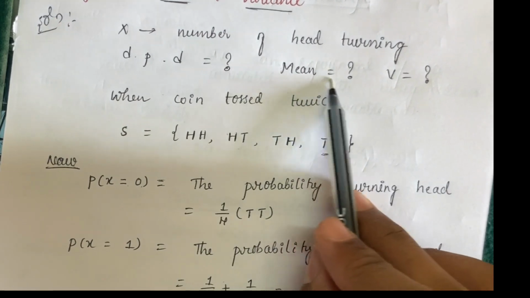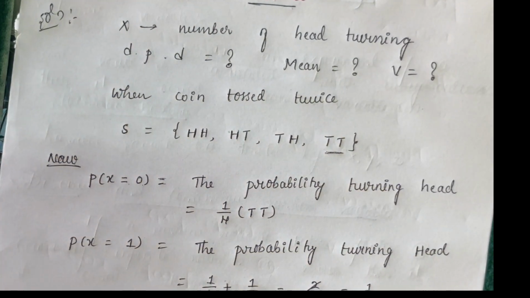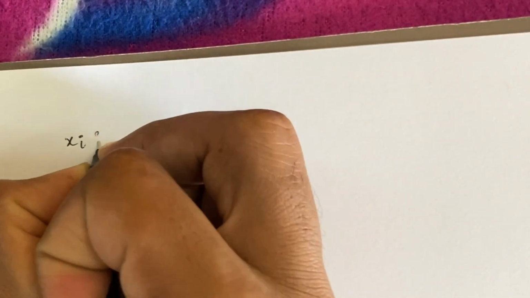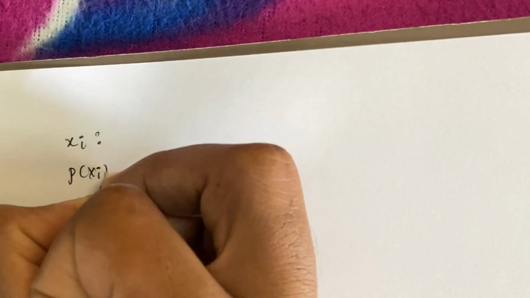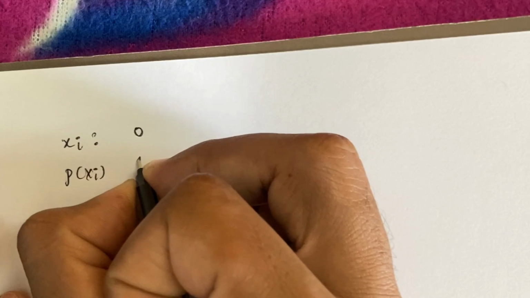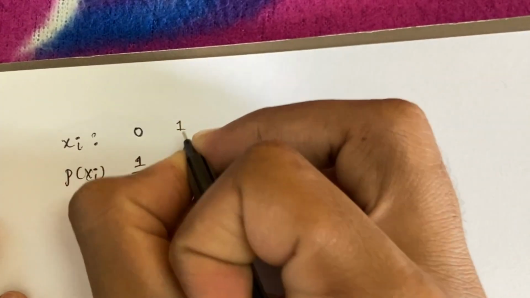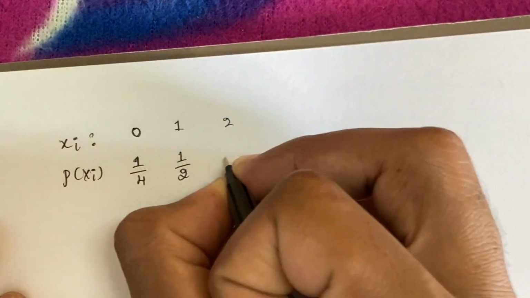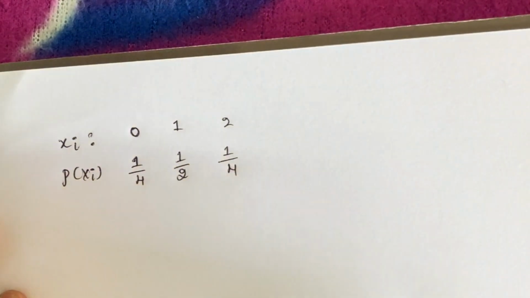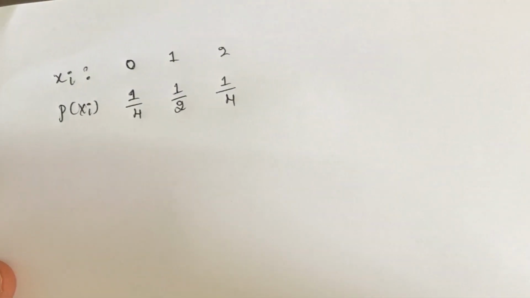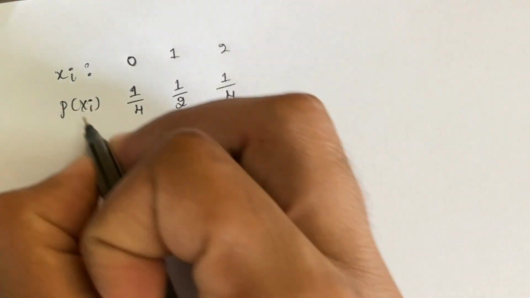Now we have to find the mean and variance. I'm going to write it in a table, that is xi and p of xi. x equals 0 is 1 by 4, x equals 1 is 1 by 2, and x equals 2 is 1 by 4. So this is what we got while finding the discrete probability distribution, and I'm going to write it in a table. So this is our table.